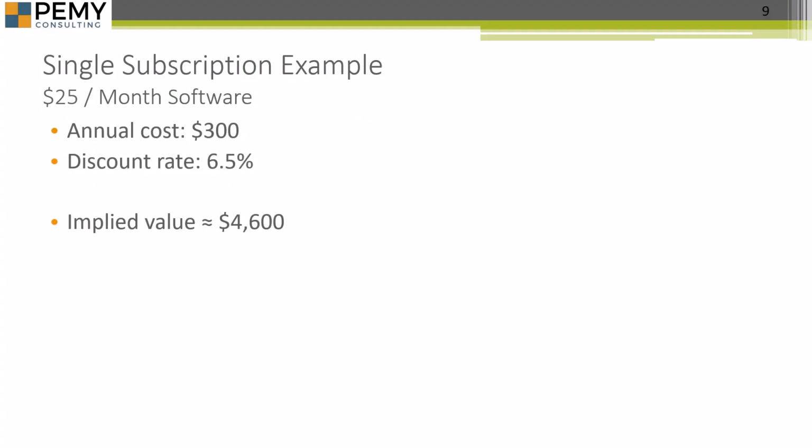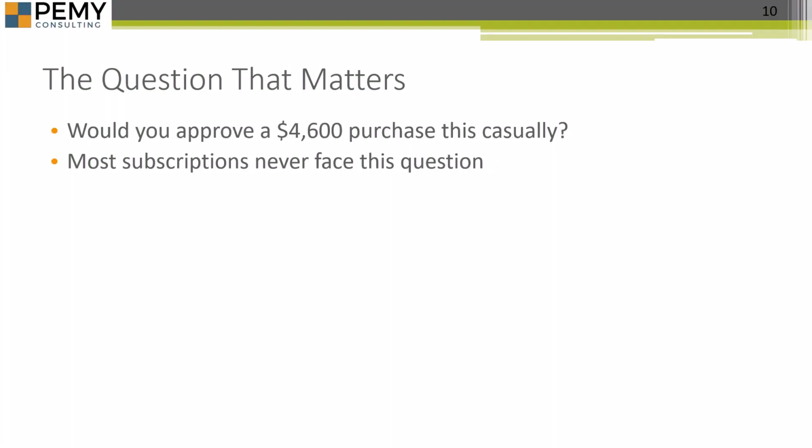Using the formula from the previous slide, we determine the subscription's capital value that you are effectively committing to. This single subscription has an asset value of $4,600. This does not mean the software is worth $4,600. It means that it is what the payment structure commits you to. Would you approve a $4,600 purchase this casually if this weren't broken into monthly payments? Most subscriptions never face this kind of question. The point is that by viewing it in monthly terms, we overlook the true capital commitment.